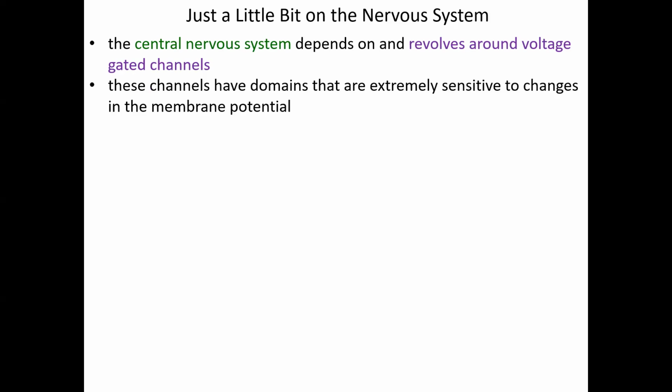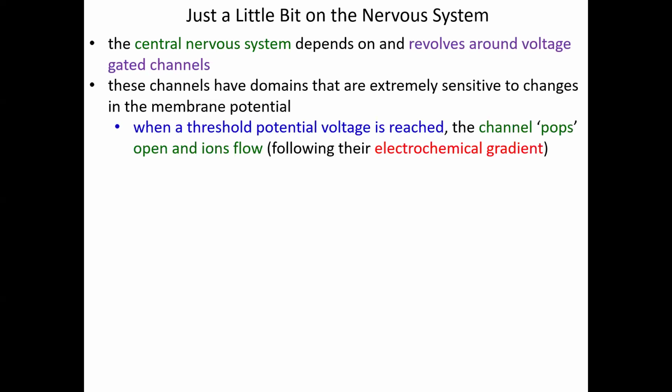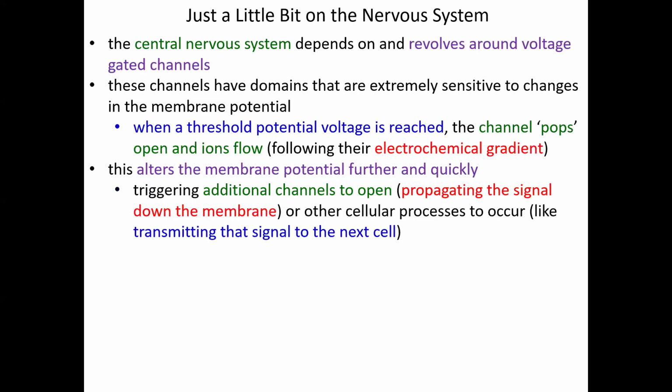Pretty meta. So the central nervous system depends on and revolves around membrane potentials, the movement of ions. And that means that it depends on voltage-gated channels. These channels have domains that are, again, extremely sensitive to changes in the membrane potential. And when a certain threshold potential is reached, the channel is going to open and spend a lot more of its time in the open state than in the closed state. That's going to allow ions to flow. Potential energy will become kinetic energy. Ions are going to flow following their electrochemical gradient, and the membrane potential will change. It will change dramatically, and it will change quickly.